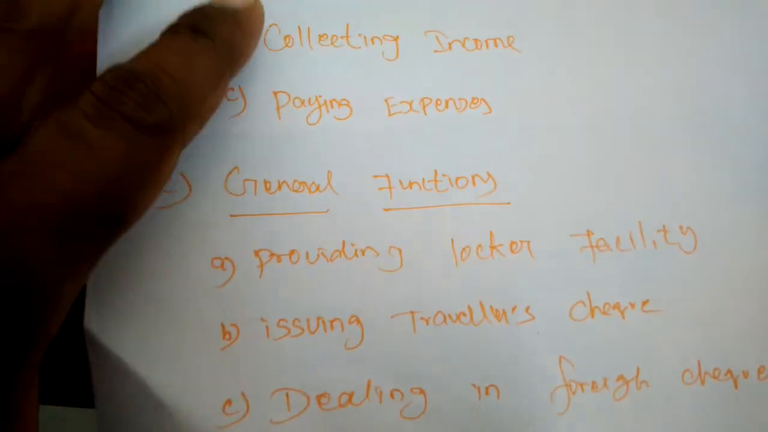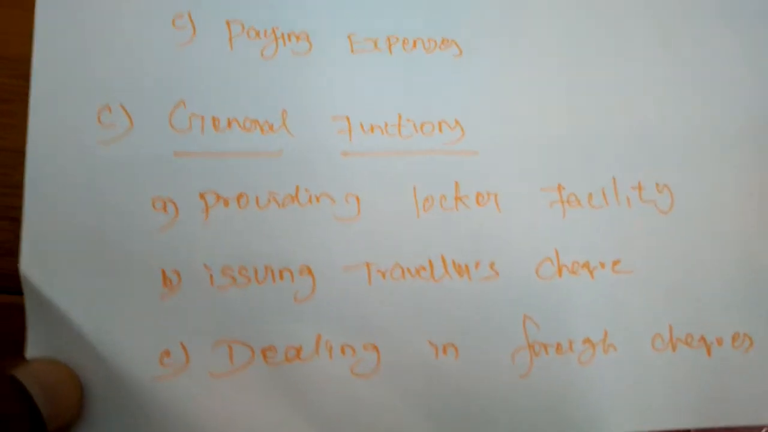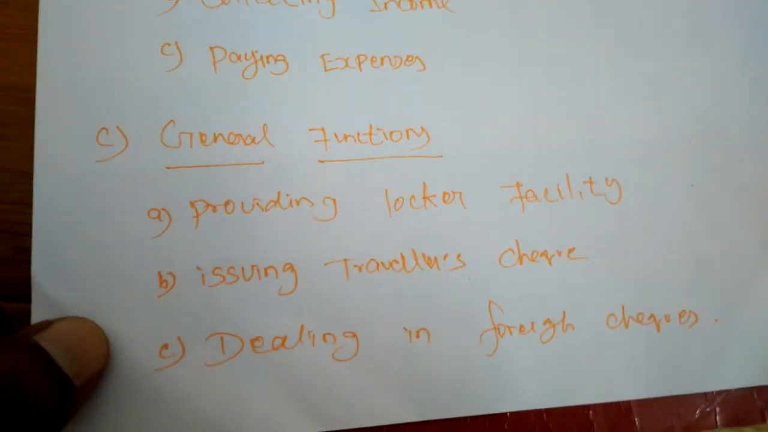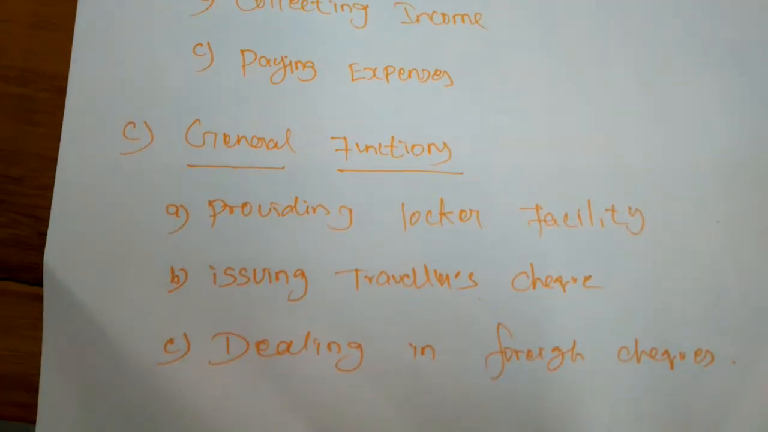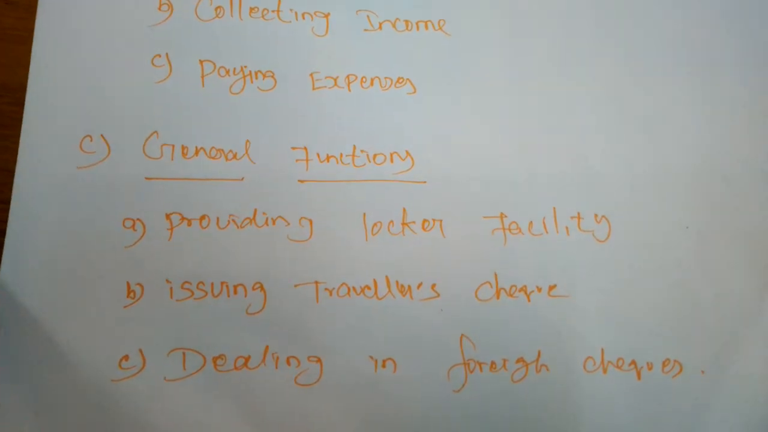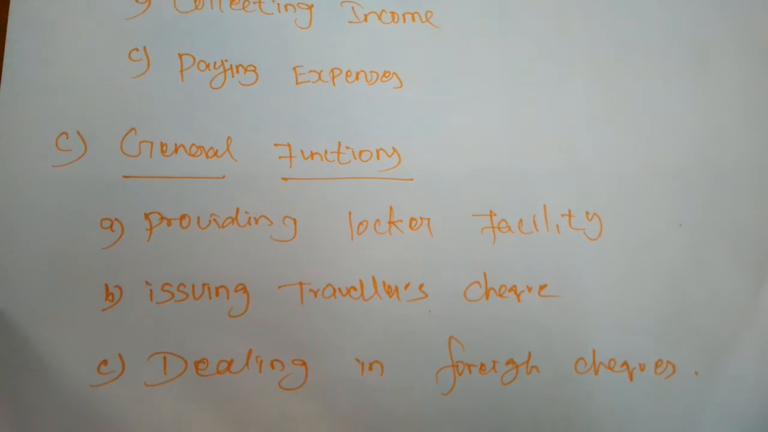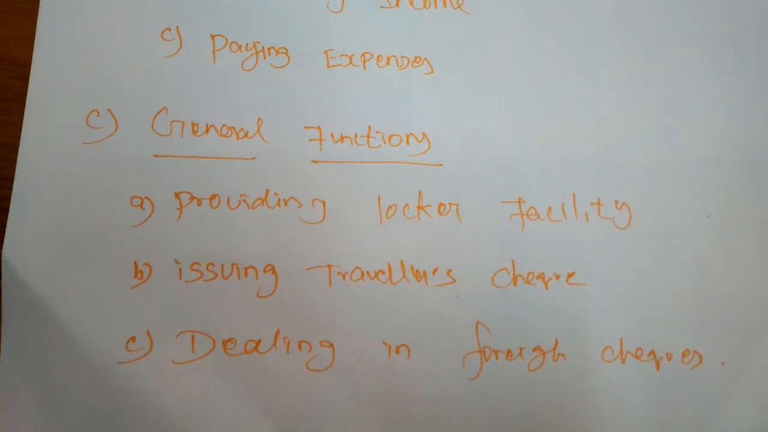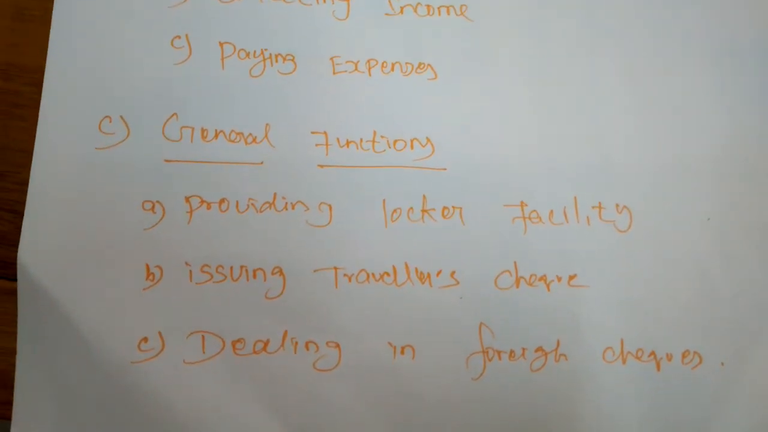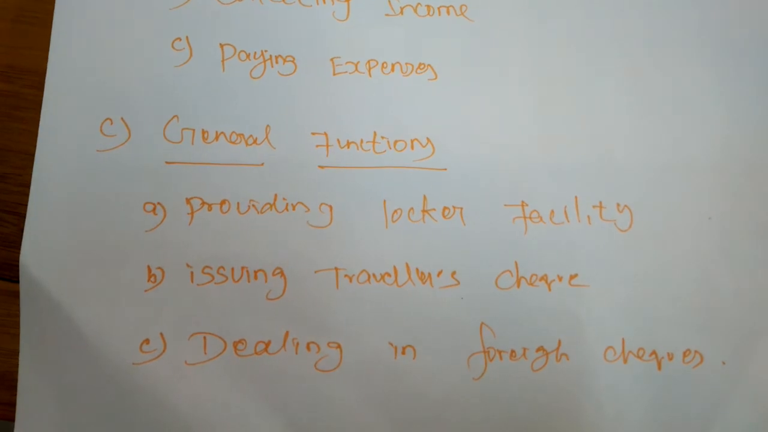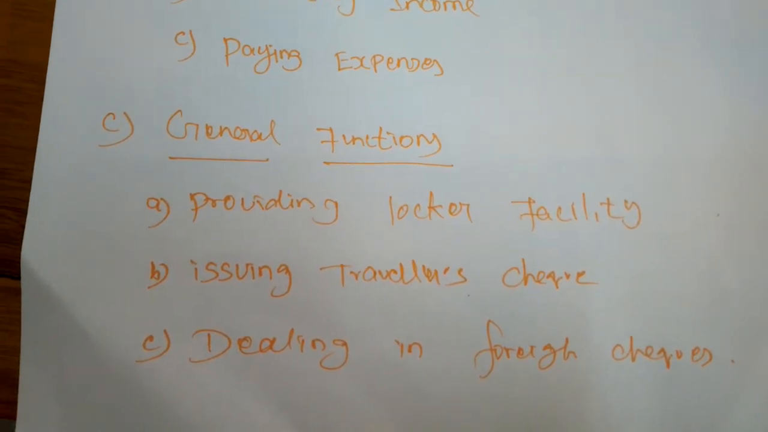Next, general functions. Under the general functions, the bank provides many services. First, the commercial banks provide locker facilities. The commercial bank provides locker facilities to its customers for safe custody of jewelry, shares, debentures, and other valuable items.